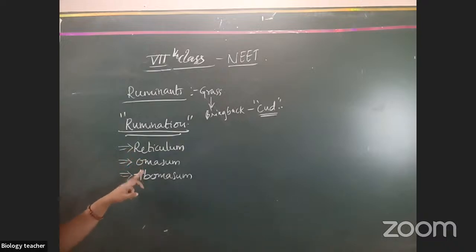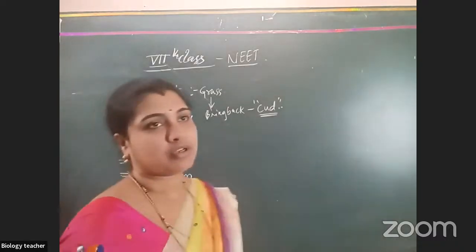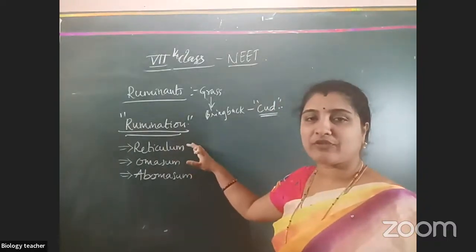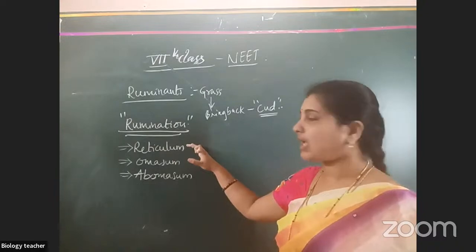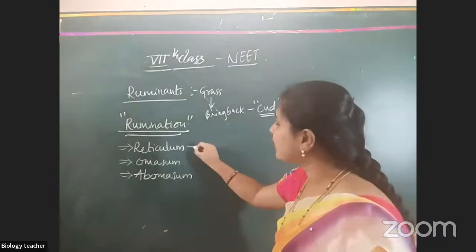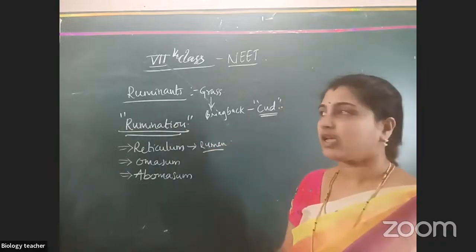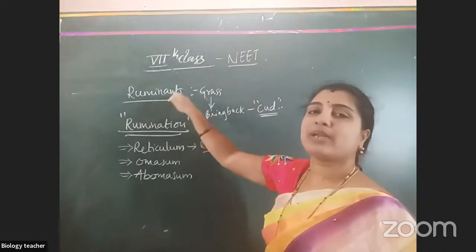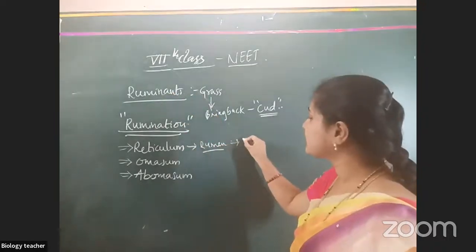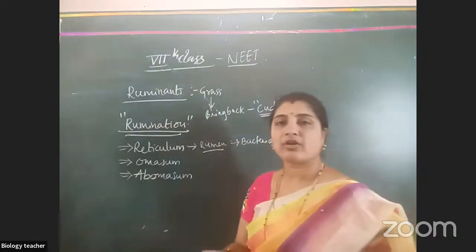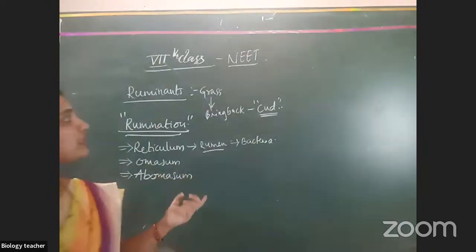Reticulum, omasum, abomasum. So here you see 3 organs in ruminants which are different from our body. In the reticulum, one organ known as rumen is present. That is why they are known as ruminants. In the rumen, several bacteria and microorganisms are present. They will digest the grass.